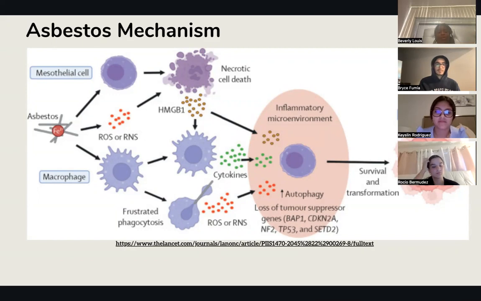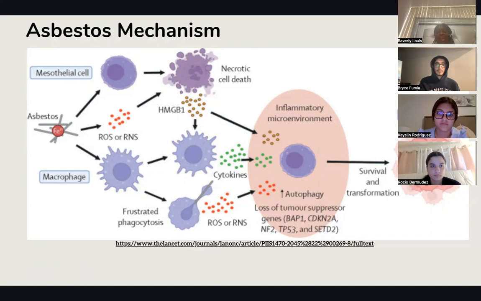And then from the top, we have the cell death, which would go down to HMGB1, which would go down to the macrophage. And then from the bottom, we have the macrophage. It goes to the frustrated phagocytosis. And then that will also go, see how that all links, with the ROS and the RNS, which will lead to the inflammatory microenvironment. And then when we go back up, we also have the macrophage go to the cytokines, which also goes to the inflammatory microenvironment. And then we go back up to the top for the cell death.